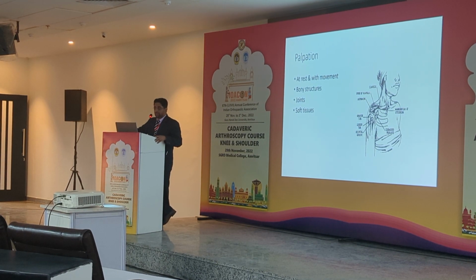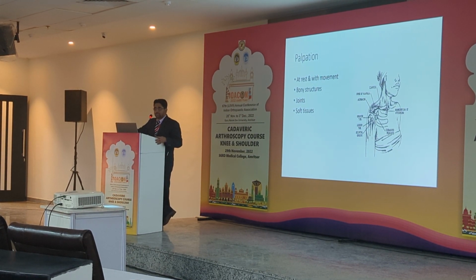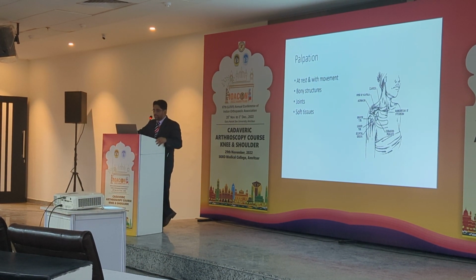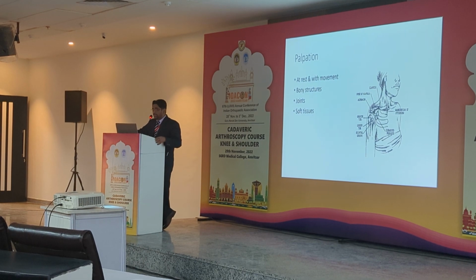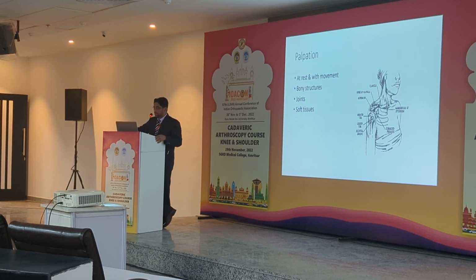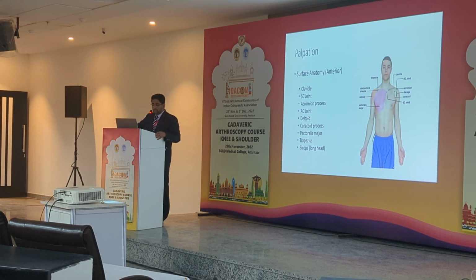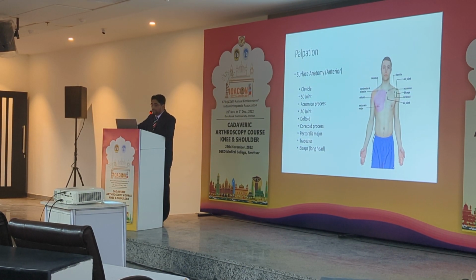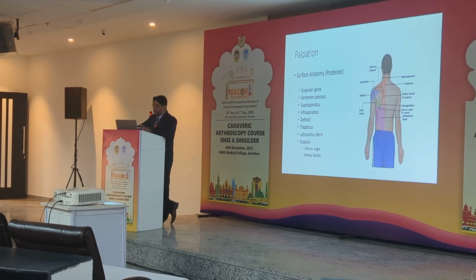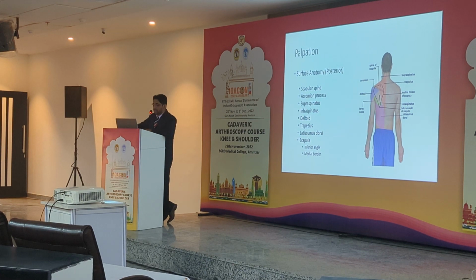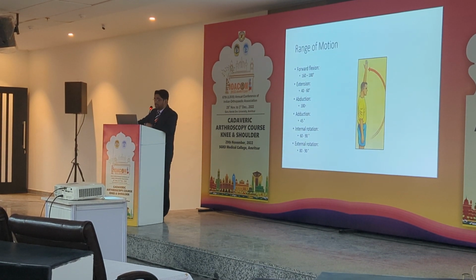We see at the rest and the movement, we check for the temperature of the joint, that is, is it normal as compared to the opposite side. We check the bony structures, joints and the soft tissues around the shoulder. In the anterior part, we check for the clavicle, SC joint, acromion process, AC joint, deltoid, coracoid process, pectoralis major, trapezius and biceps. In the posterior aspect, we check for the scapular spine, acromion process, supraspinatus, infraspinatus, deltoid, trapezius and latissimus dorsi. Then we check for the range of motion.